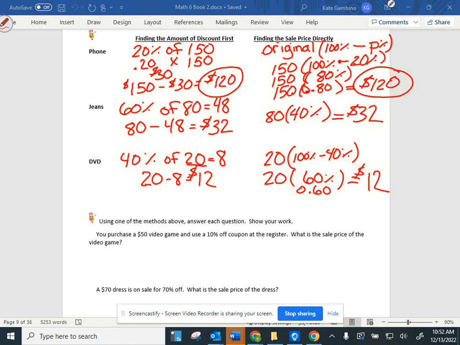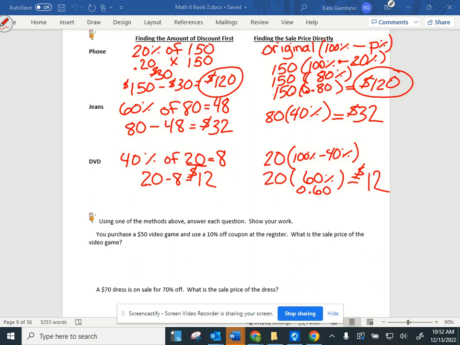So if you're looking at that going, I totally understand doing the discount first and subtracting it, I get it, that's the way you're going to do it. If you're looking at that other way and saying, 100 minus 40 was the 60%, 0.6 times the 20, I get that, you're going to do that method.